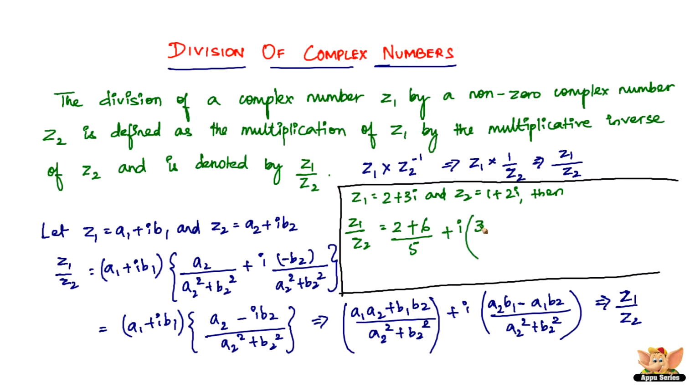minus A1 is 2 and B2 is 2, so it's going to be 4. 3 minus 4 divided by, again, 5, right? So this is nothing but 6 plus 2 is 8, 8 divided by 5, plus 3 minus 4 is minus 1, negative, so it's going to be minus 1 divided by 5 times i. This is the answer you get when you divide Z1 and Z2. So 8 by 5 minus 1 by 5 i.